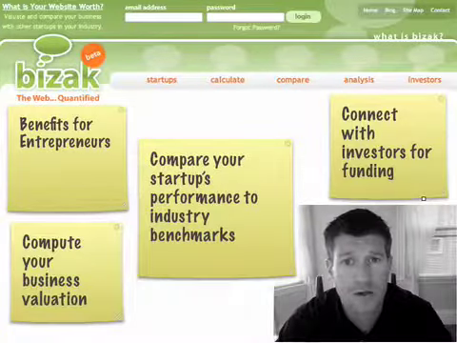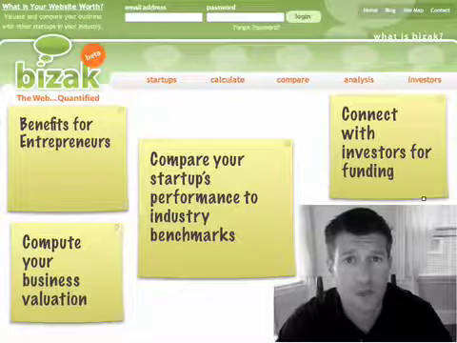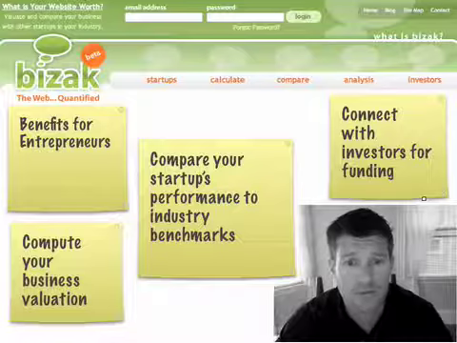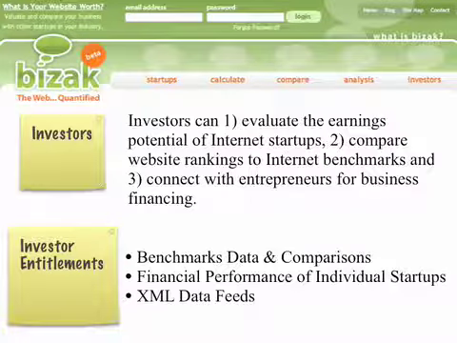Entrepreneurs use Bizak to compute the business valuation, compare their startup's performance to industry benchmarks, and connect with investors for funding opportunities. Investors use Bizak to evaluate the earnings potential of internet startups, compare website rankings to internet benchmarks, and connect with entrepreneurs for business financing.